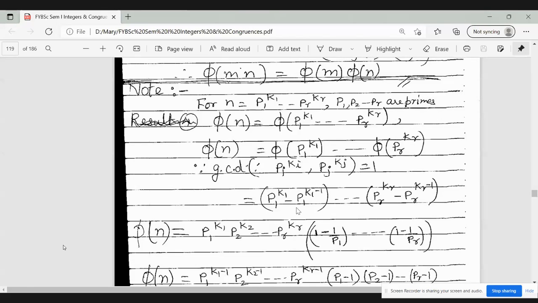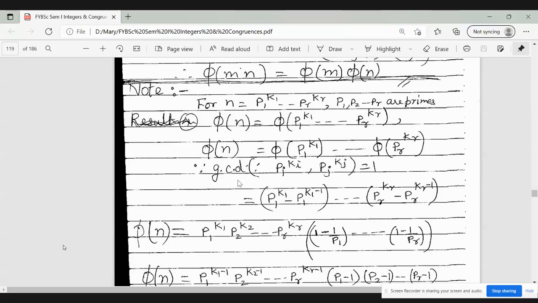Will be 2 square minus 2. 2 square minus 2 is 2. Then what is phi of 5 square? It is 5 square minus 5. 5 square minus 5 is how much? 5 square is 25. 25 minus 5 is 20. 20 into 2 is 40. So phi of 100 will be 40. Have you understood?